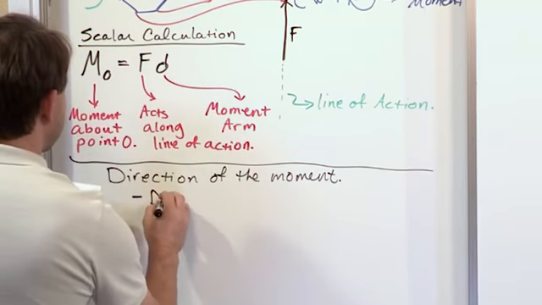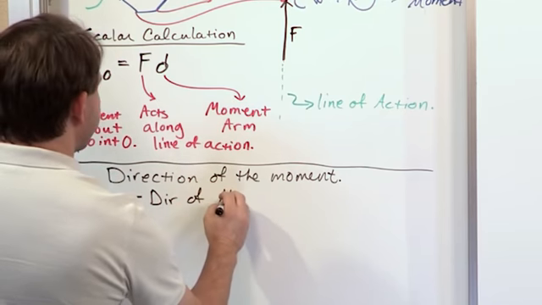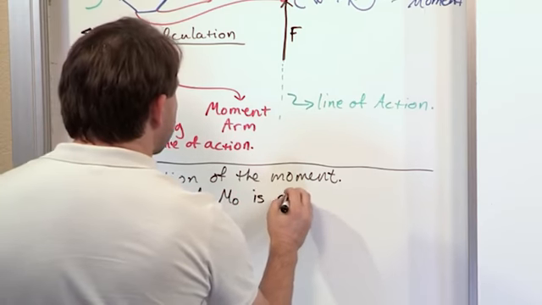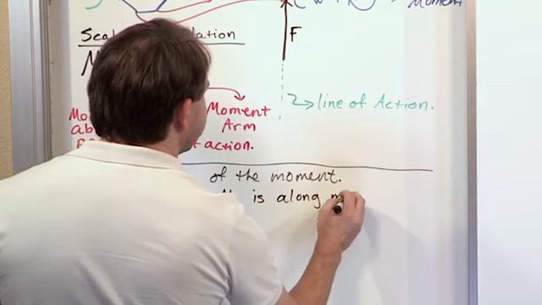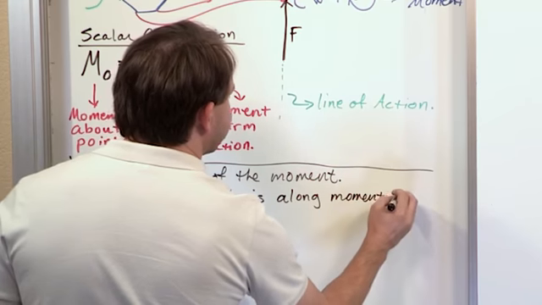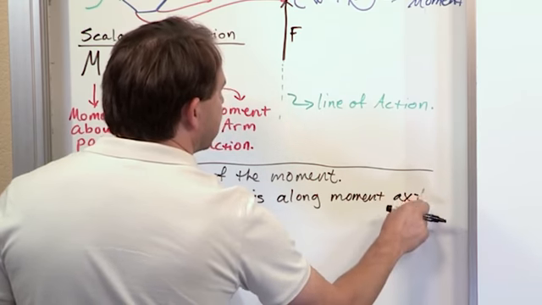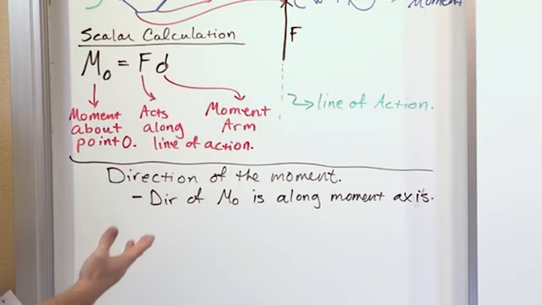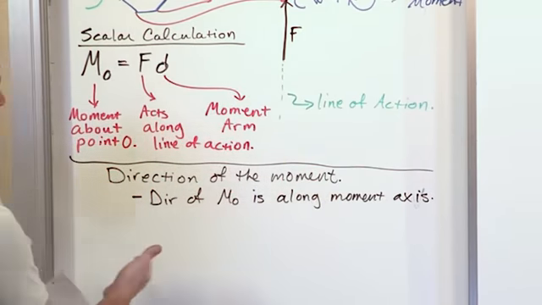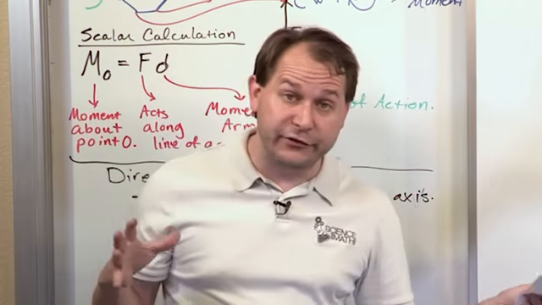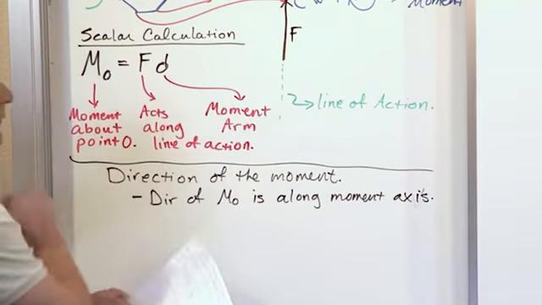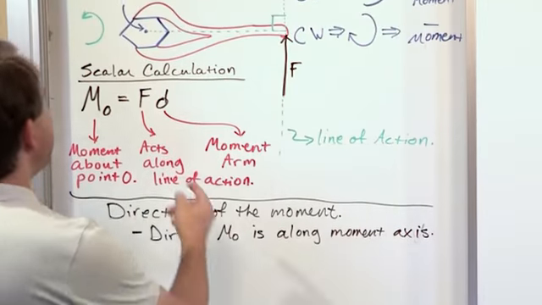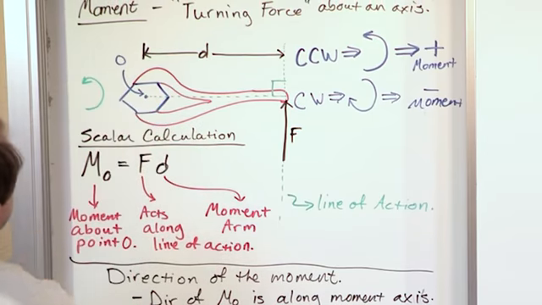The direction of the moment is along the moment axis. So I'll just cut to the chase, even though we're not talking too much about vectors. The moment of a force is a vector quantity. That means the moment has a magnitude, and that's what we've really calculated here, the magnitude of the moment, and it also has a direction. The direction is a vector that points along the axis of rotation, basically.